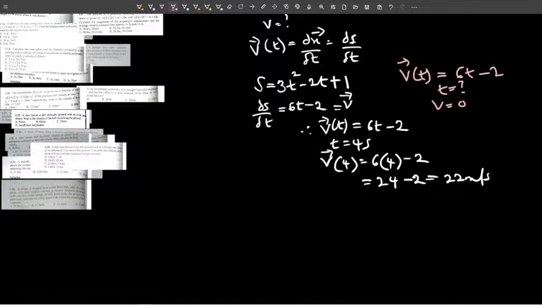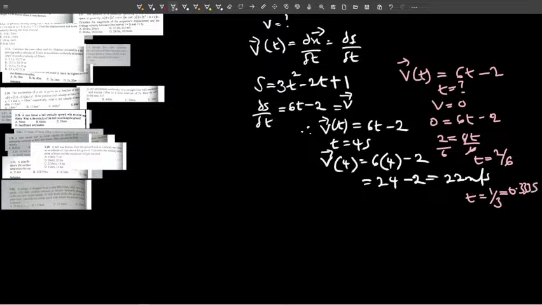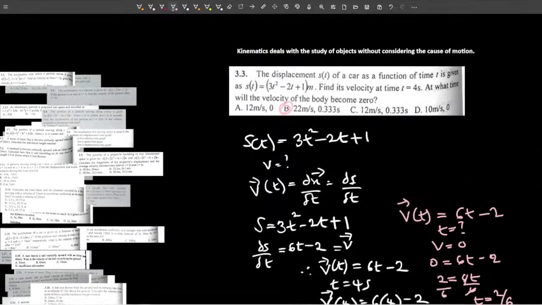So let's substitute. We're going to have 0 equals 6t minus 2. Let's do the mathematics. We're going to have 2 equals 6t, divide both sides by 6. So t will be equal to 2 over 6, which is 1 over 3, which gives me 0.333 seconds. So I think that confirms this answer.